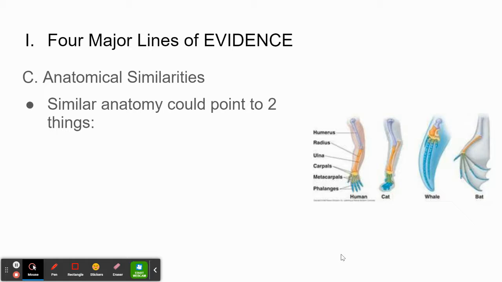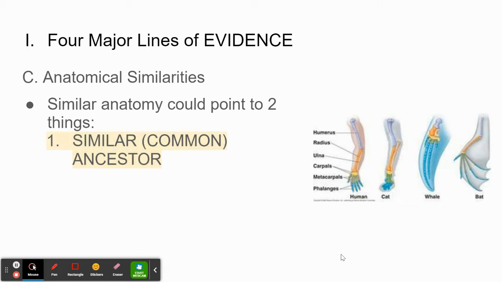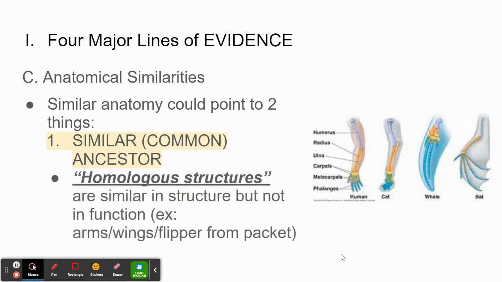And so, if we have similar anatomy, like you saw in the limbs of the human and the cat and the whale and the bat, that is pointing to something called a shared common ancestor. So the idea that they all had humerus bones is because they probably shared a common ancestor long ago. They all had an ulna bone. They all had phalanges or fingers because they shared a common ancestor long ago. And so these are called homologous structures.